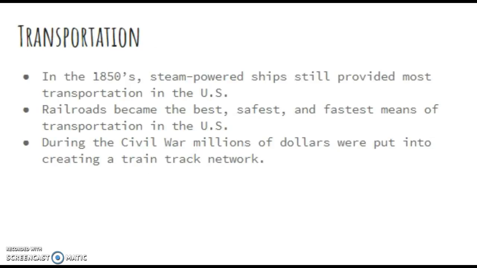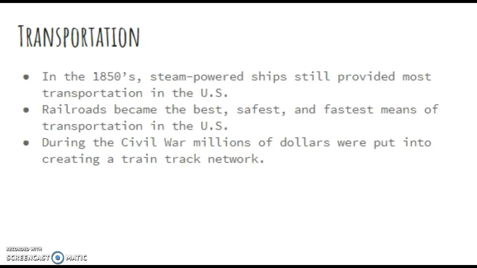Transportation in the 1850s. There were steam-powered ships that still provided most transportation in the U.S. Railroads became the best, safest, and fastest means of transportation in the U.S. They weren't always. And during the Civil War, millions of dollars were put into creating a train track network.